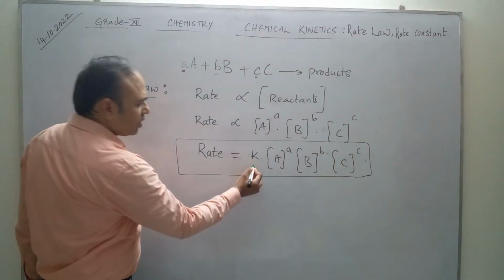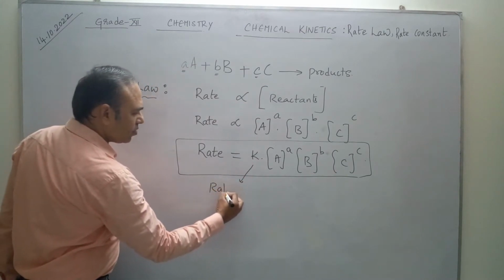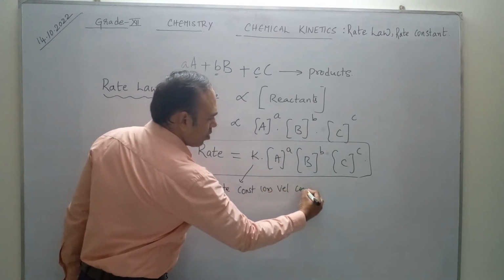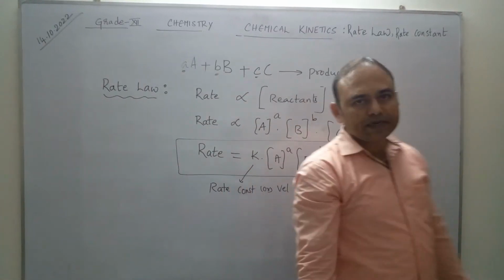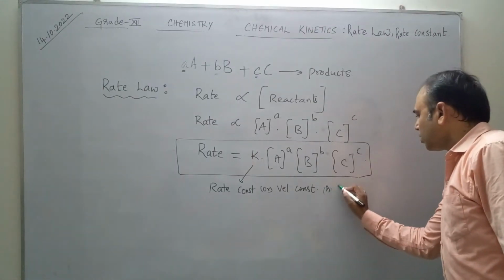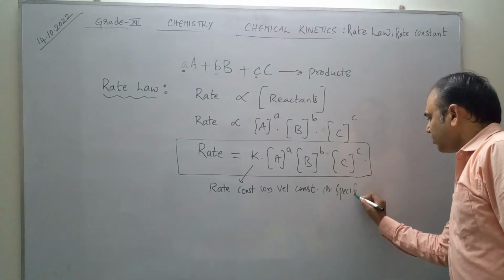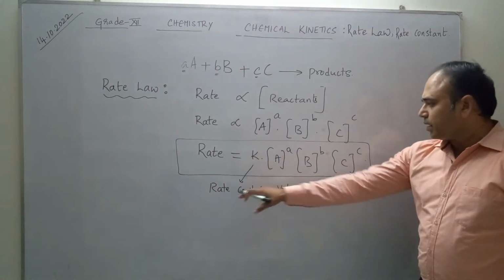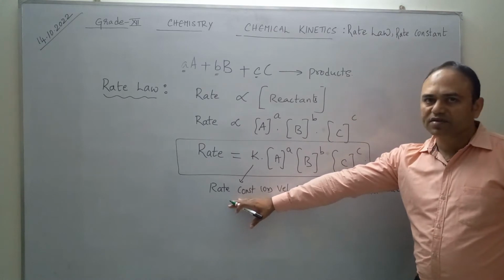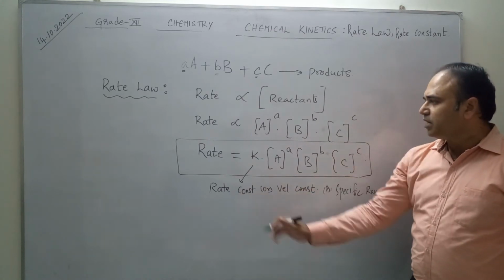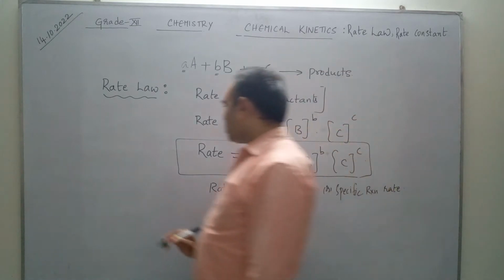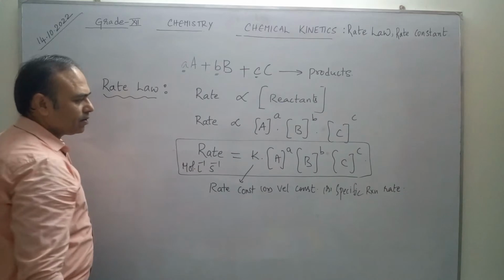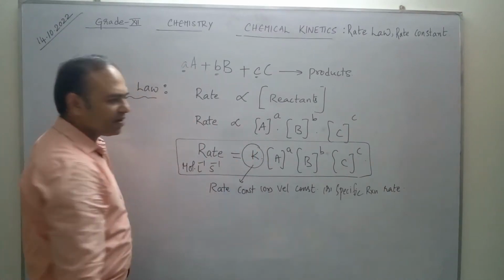Now let us discuss about the k. What is k here? K is known as rate constant or velocity constant, or you can also call it as specific reaction rate. So we can call k in these terms. Generally we use rate constant. Now let us see what will be the unit of rate. We already know that it is nothing but mole per liter per second. Let us derive what is k now.